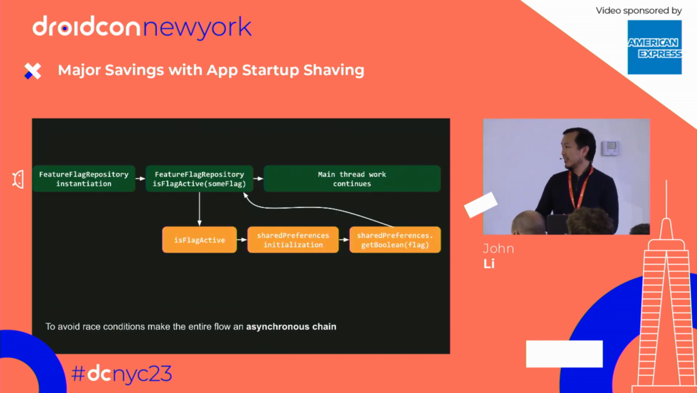And if we were to visualize this, where the green background is the main thread, the orange background is our background thread. So the feature flag repository gets instantiated, the repository isFlagActive gets called, and then the main thread continues. It's not blocked. And at some point, our scheduled work, the isFlagActive, gets called. Since our shared preferences hasn't been initialized yet, thanks to lazy, and this is the first time we're calling it, it will be initialized on that thread, and then it calls getBoolean.